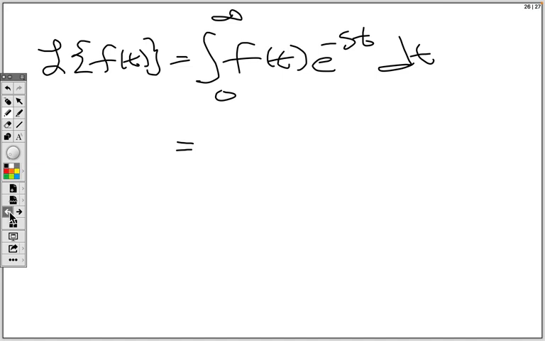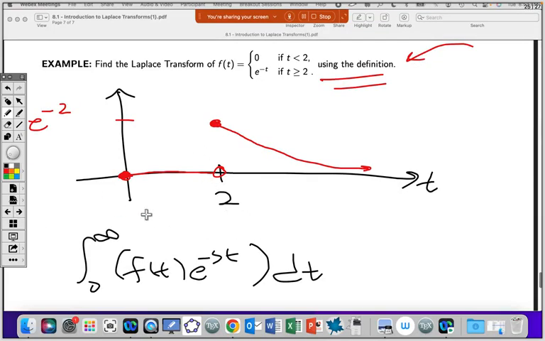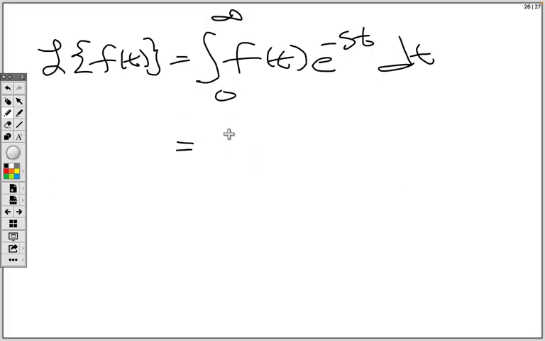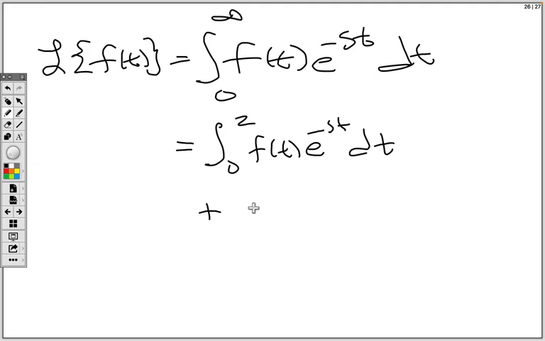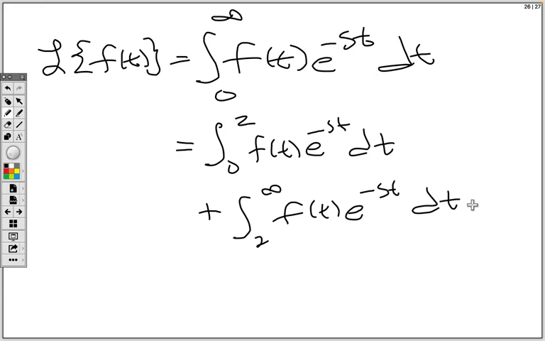Now, if you look at how this is set up, think of t as time in seconds. For the first 2 seconds, the function is 0. All right? So we can use the additive interval property to say, this is going to be the integral from 0 to 2 of f(t) e^(-st) dt, plus the integral from 2 to infinity of f(t) e^(-st) dt. All right, so that's the additive interval property.